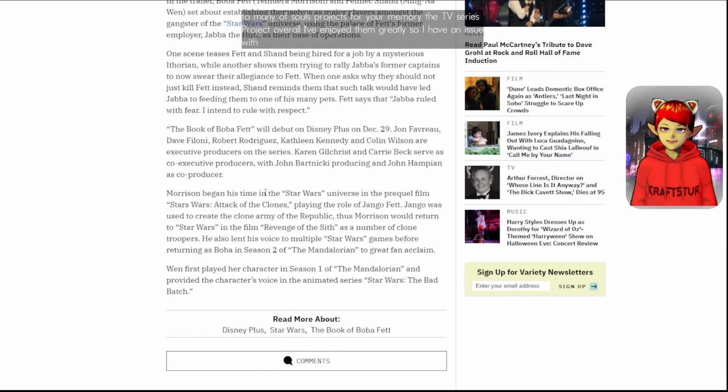So, Morrison began his time in the Star Wars universe in the prequel film Attack of the Clones. I think we all know that anyway. This is like filler. Returning as Boba in Season 2 of The Mandalorian to great fan acclaim, he first played the character in Season 1 of The Mandalorian, and provided the character's voice in the animated series Star Wars: The Bad Batch, which I really enjoyed. I really enjoyed The Bad Batch.